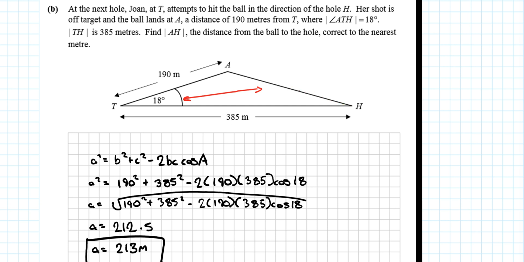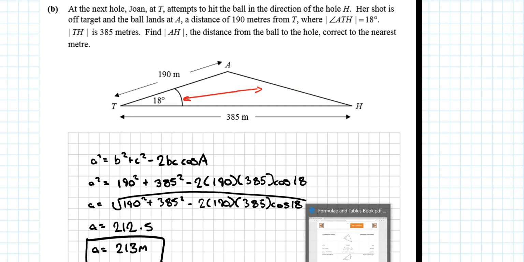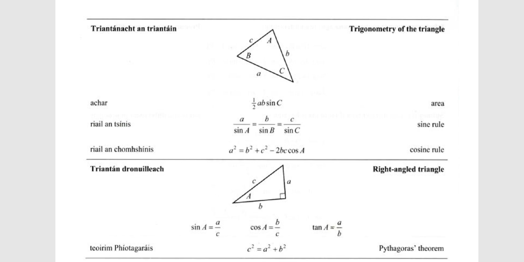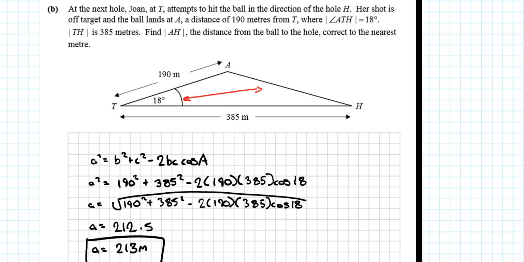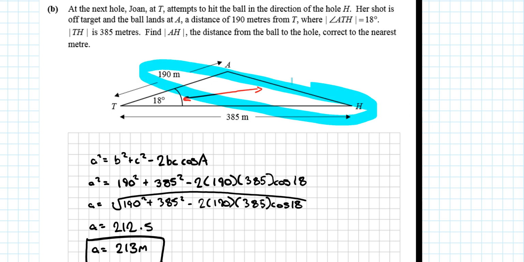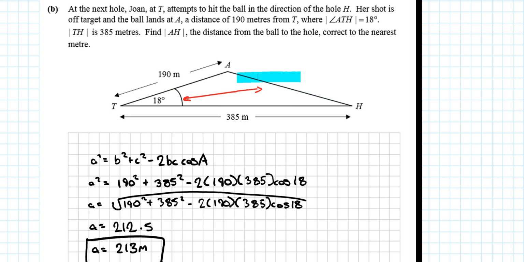So we want to find the length. Is it a right angle triangle? No, it's not a right angle triangle. What formulas can we use? Can we use the area formula? No. Can we use the sine rule? Okay, well, let's check. Do you know a side and its opposite angle? No, not there. Side and its opposite angle? No, not there. Do you know a side and its opposite angle? No, not there. That leaves us with only one option, which is the cosine rule.